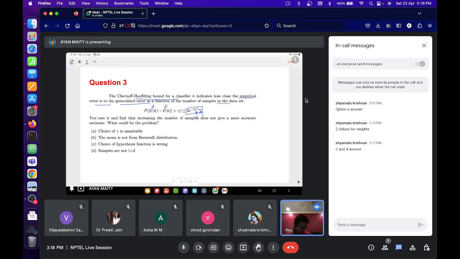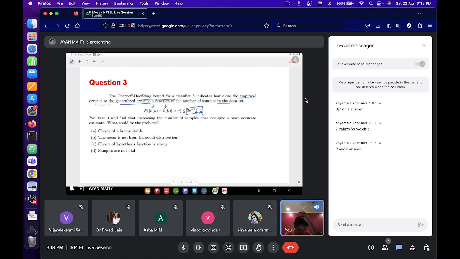So we know that if we increase the number of samples or the number of training examples, then the empirical error and generalization error would come closer. So the gap between these two errors would reduce. This generally happens for any algorithm or hypothesis if it is chosen properly for that problem.